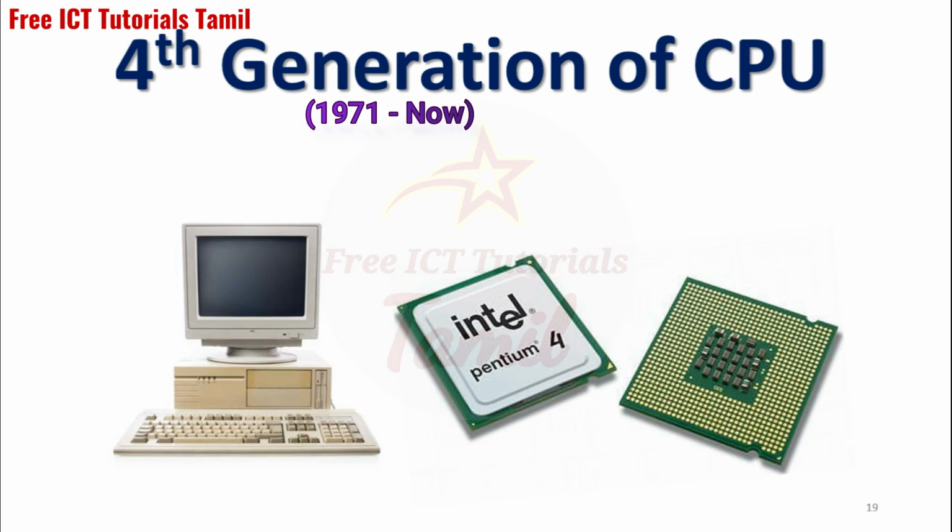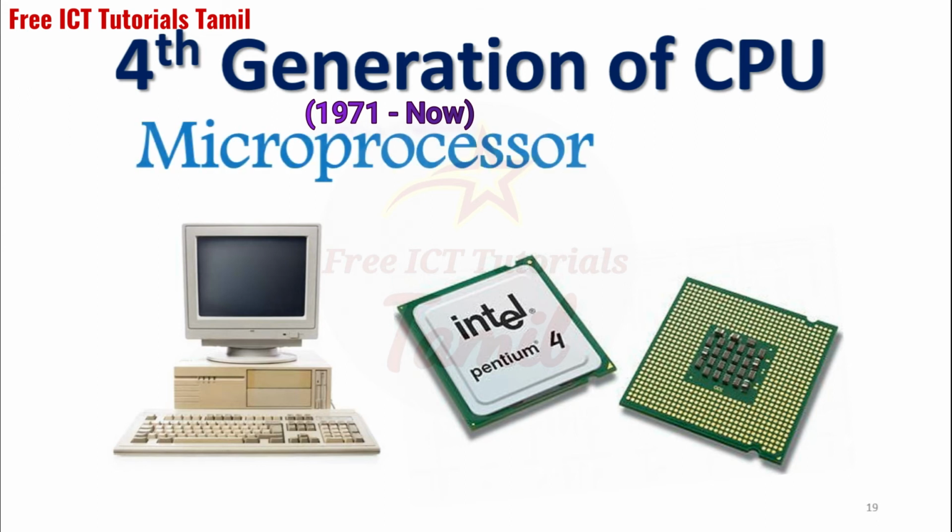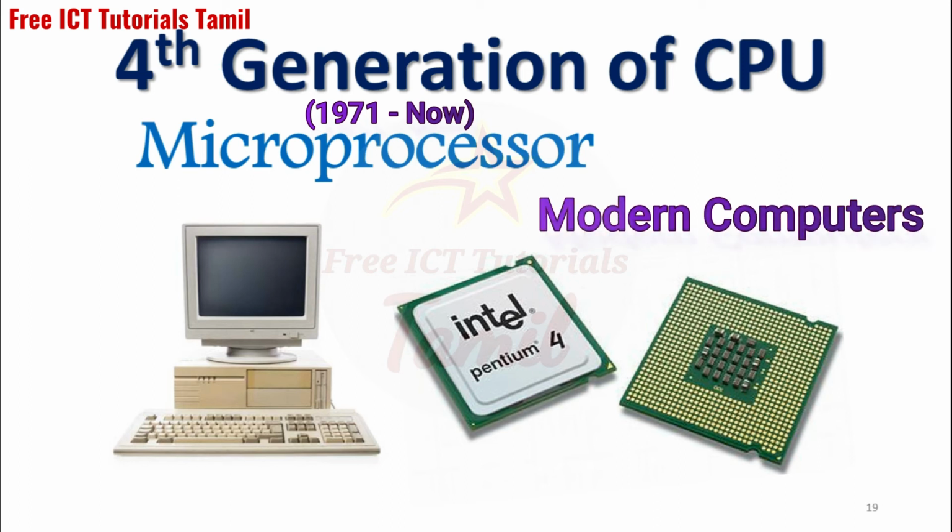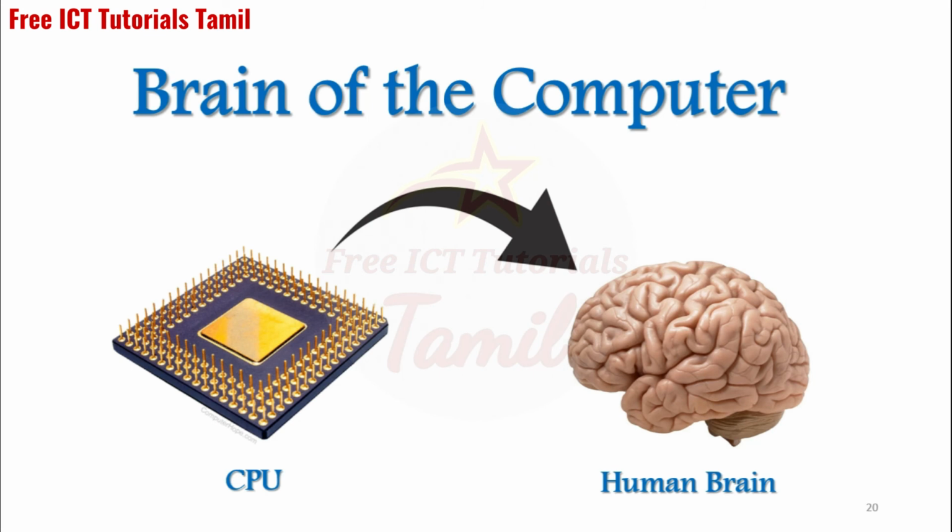Fourth generation, here a microprocessor was used. Smaller size and less power consumption when compared with the third generation. Execution speed is measured in millions of instructions per second and picoseconds. Cost and size are also lower than the third generation. For example, modern computers.